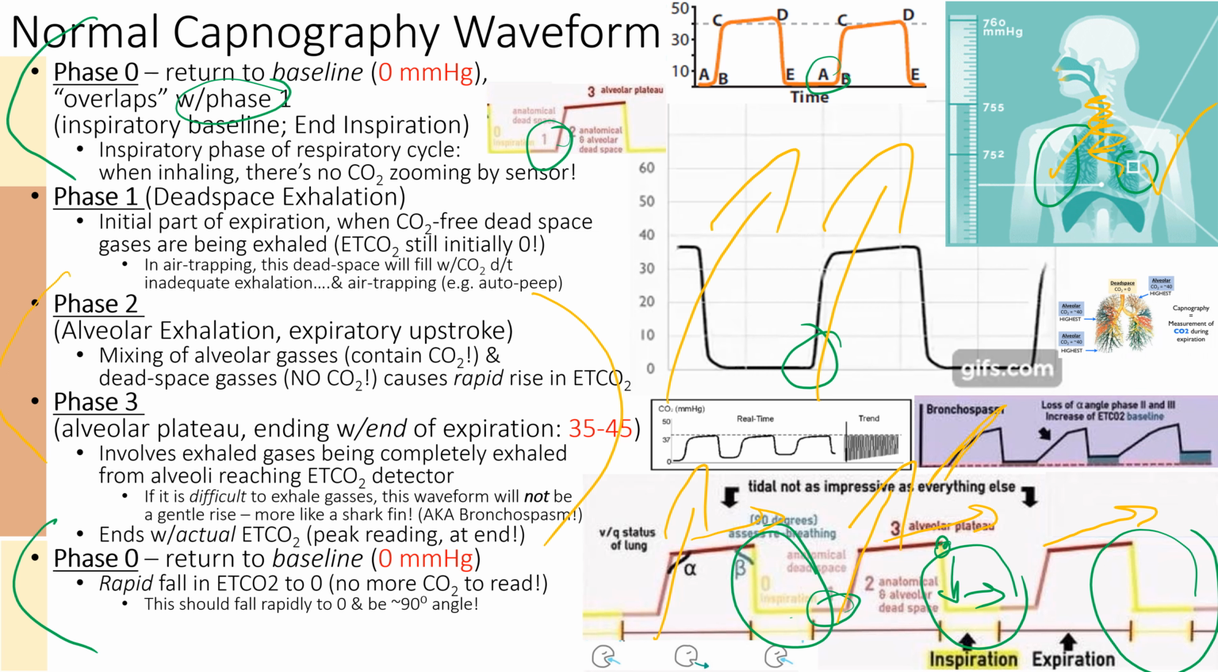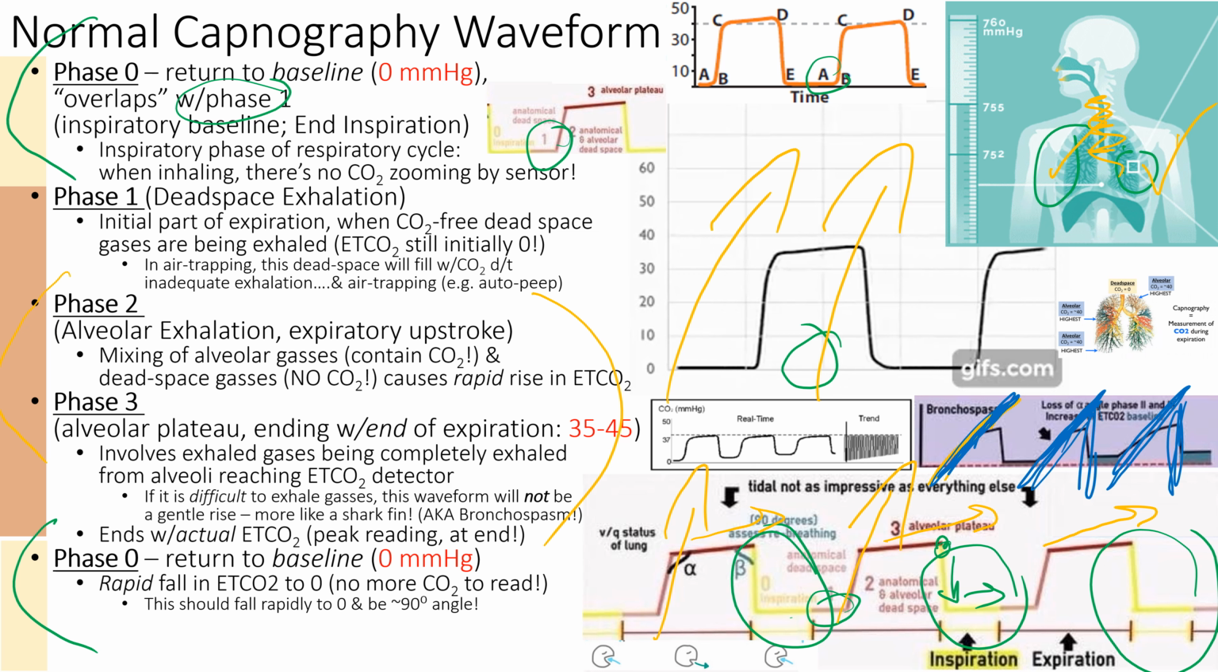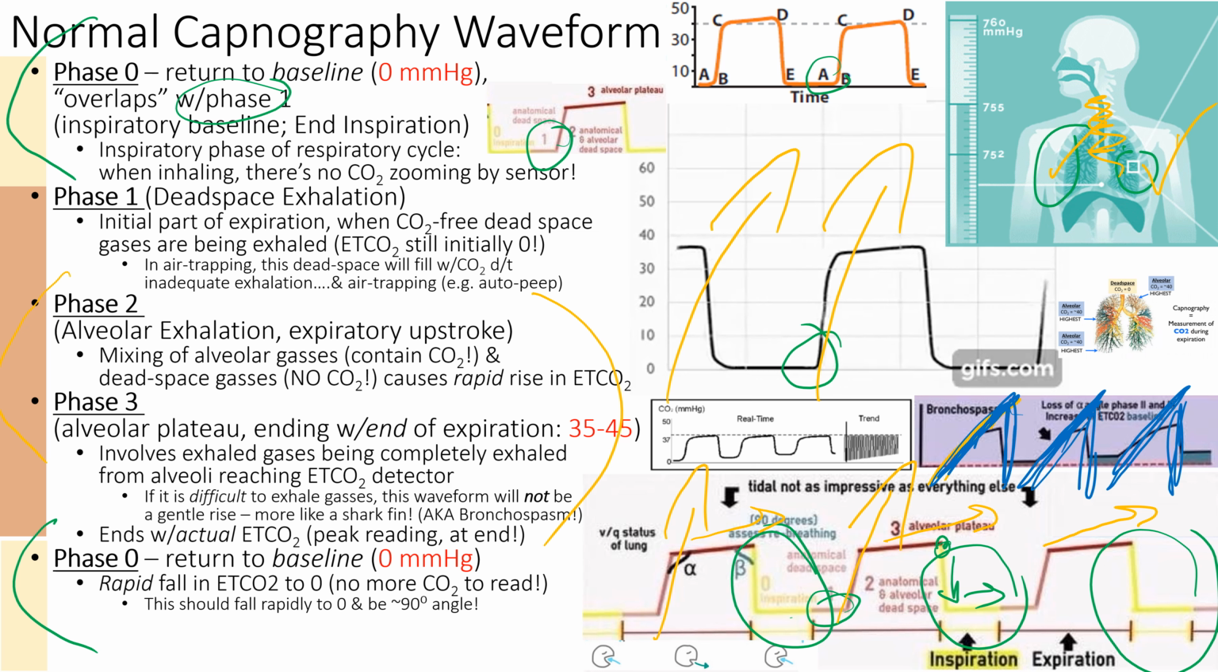So you're going to see this slope. Notice the slope is much less here. All right, so the slope is like this, looks like a shark fin. The shark fin appearance is a sign of bronchospasm. So that's another benefit of having end-tidal CO2. It's like, my patient needs a breathing treatment. How do you know? Look, they're having bronchospasm, okay?